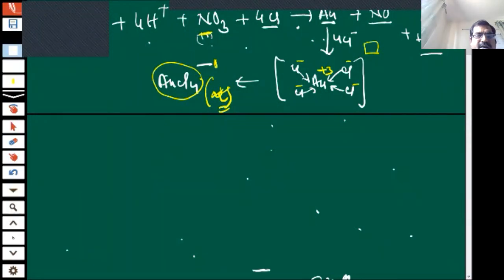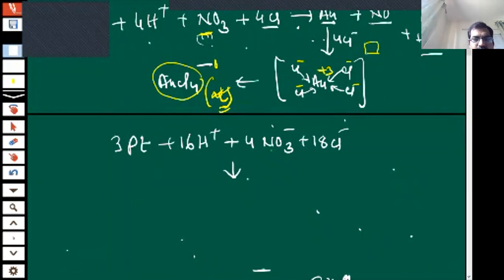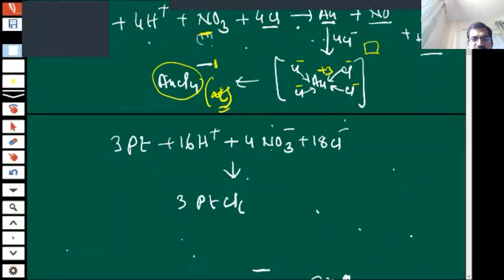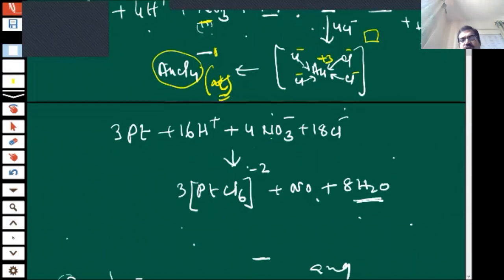The same thing happens for platinum also. So you can write 3 Pt, 16H plus, 4 NO3 minus plus 18 Cl minus. See how platinum is captured. So you will get PtCl6 with charge -2, which means platinum is in +4. And NO is formed and 8H2O is formed. So write this reaction, children.